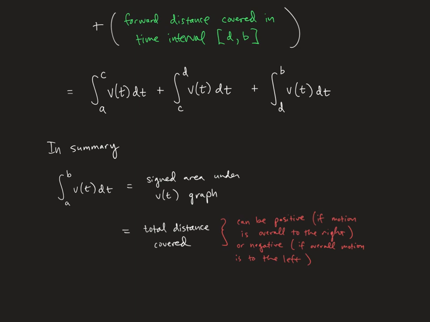So in summary, when we're talking about the velocity function, the integral from A to B, we developed two interpretations of it. In this video, it's signed area under the graph of the velocity. And in the previous video, we talked about it as the total distance covered in a particular time interval. This total distance can be positive if the overall motion is towards the right, or it might be negative if our overall motion is to the left. If we're going backwards more than we're going forward, our total distance could be negative. So signed area could be positive or negative depending on whether there's more positive area or more negative area, and total distance covered could be positive or negative depending on whether we were moving forward more than we were moving backward or not.